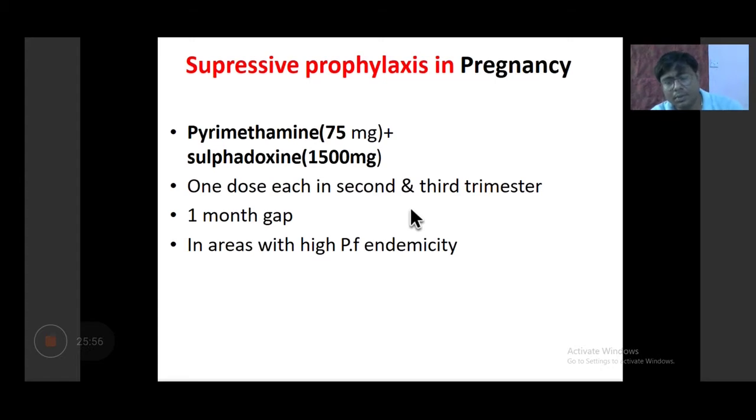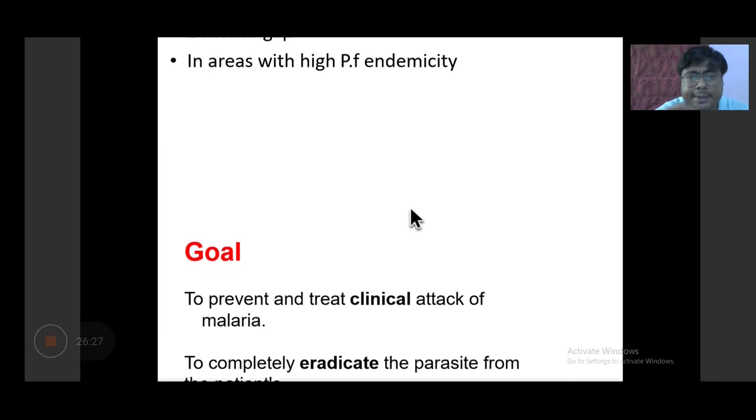Okay, so Plasmodium falciparum causes cerebral malaria which is a very, very dangerous infection. It can be life threatening. So in pregnant lady, prophylactically pyrimethamine sulfadoxine combination is given, two doses, one dose each in second and third trimester, and there should be minimum 1 month gap between the two doses as recommended by the guideline.